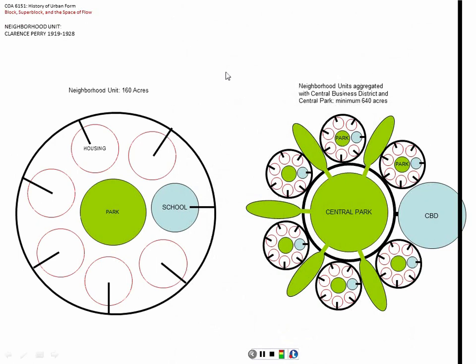Embedded within Radburn was Clarence Perry's neighborhood unit, 160 acres. That is conveniently exactly one quarter of a section in the National Land Ordinance, which is where that size came from. The idea is that you would have at the core a park and a school, and then you would have these local and collector and distributor streets, and then pedestrian access to the park and the school from the housing serviced by these cul-de-sacs.